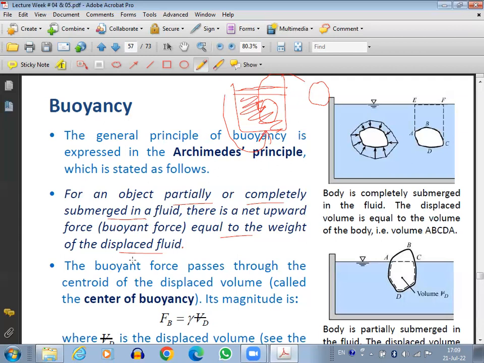Is Archimedes principle clear? Okay, the question that can come in the exam is a conceptual question. Buoyancy is based upon which principle? The answer will be Archimedes principle. And what is the statement of Archimedes principle? You could be asked in the exam to write down the statement of Archimedes principle. So you have to memorize the statement of the Archimedes principle. Is it clear?